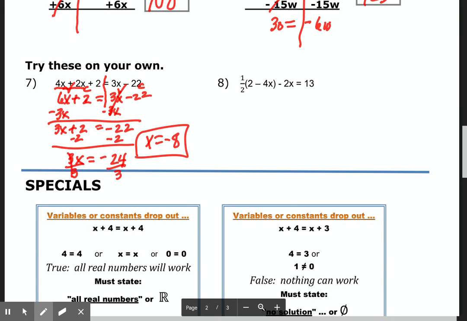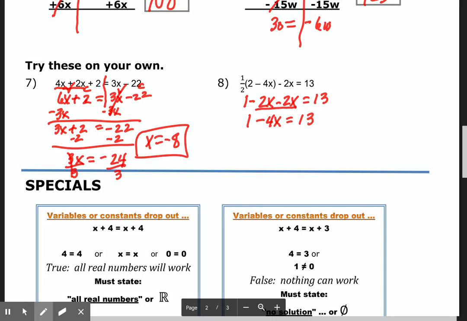All right, let's take a look at number 8. So here I've got a distributor of a fraction. So this is easy. It's a half. So half of 2 is 1 minus half of 4 is 2 minus 2x equals 13. So we're going to combine negative 2x and negative 2x. Same signs. Add and keep the sign. Bring down your 1.